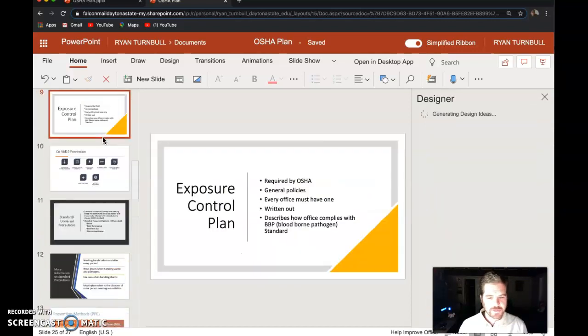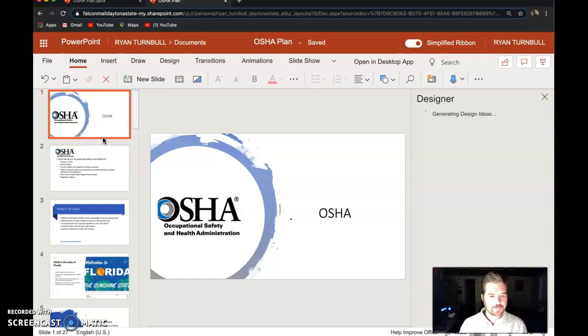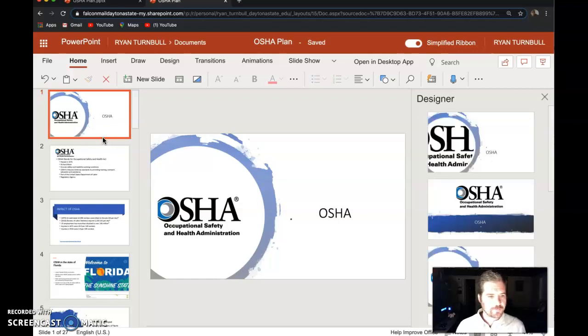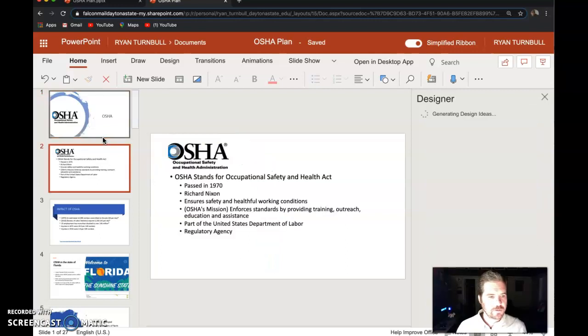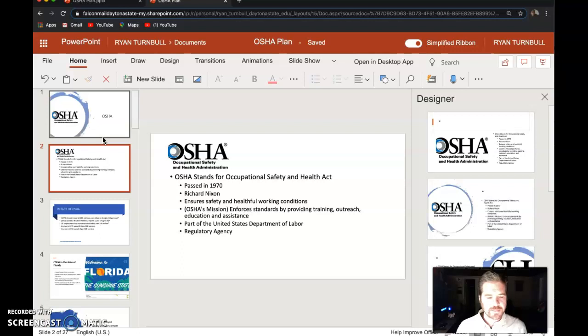All right, so let's go back up to the top and let's get into it. So we have OSHA, and there's the logo right there. It stands for Occupational Safety and Health Administration. It was passed in 1970, and I think it was enacted and actually put into effect in 1971. President Richard Nixon is the one that gets the credit for the act.